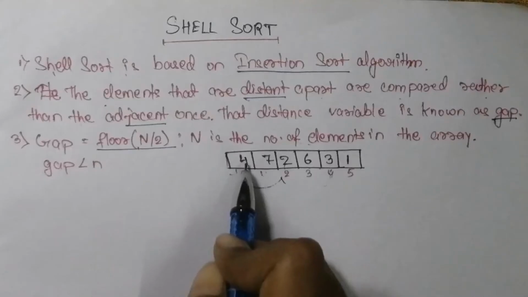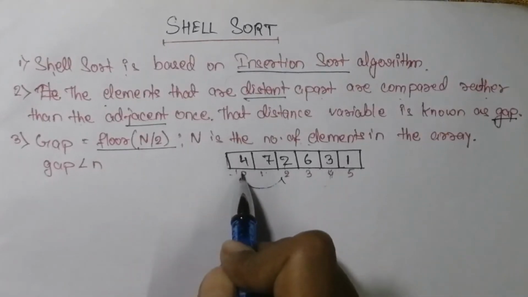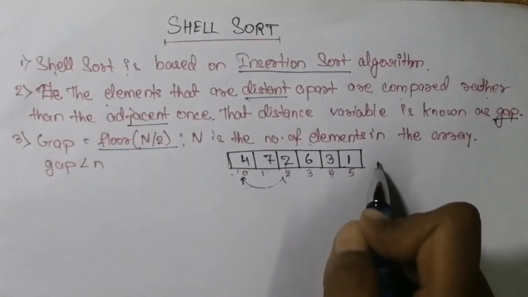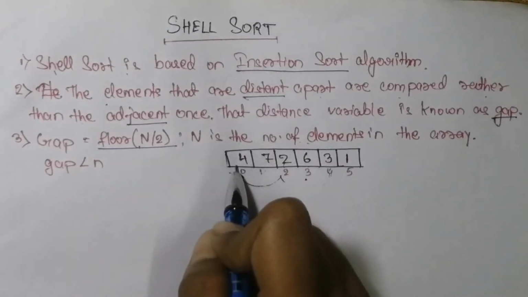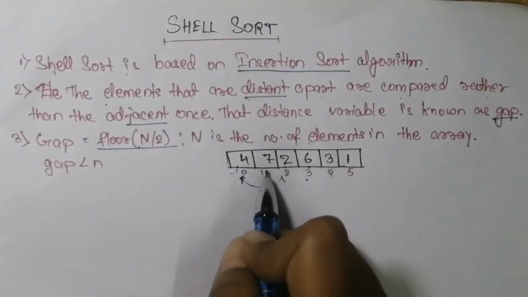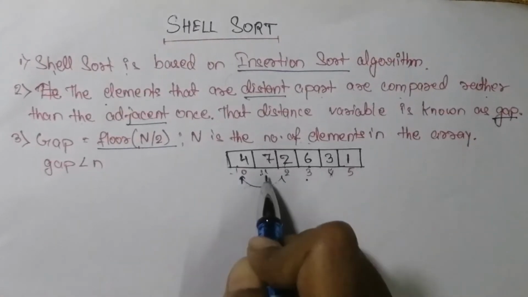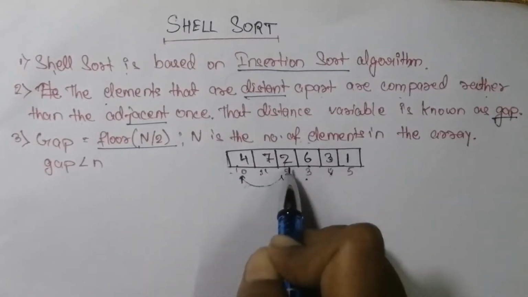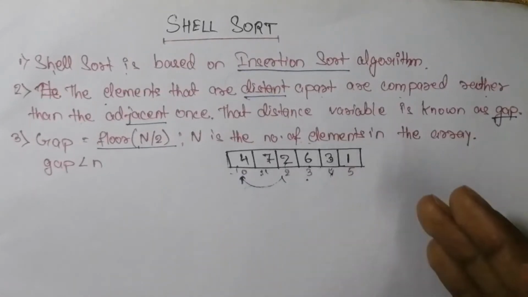So if the first element is this one, then the next element with which this element is to be compared will be 0 plus 3, as gap equals 3 here, right? So 0 plus 3 equals this index. So 4 will be compared with the element 6. Similarly, 7 will be compared with 1 plus 3, that is 4. So index 1 and 4 will be compared, that means 7 and 3 will be compared. Similarly 2 and 1 will be compared, right? So this is how Shell Sort works.